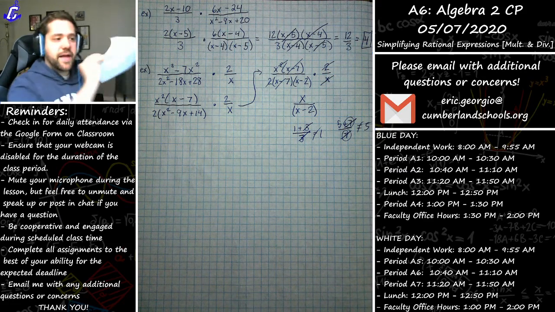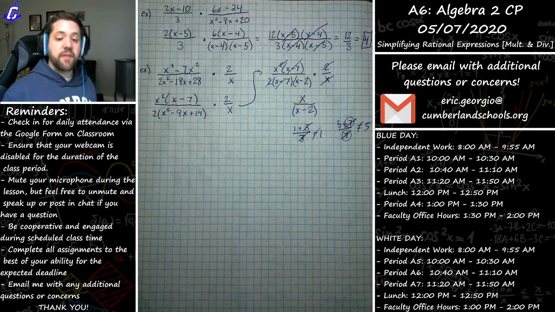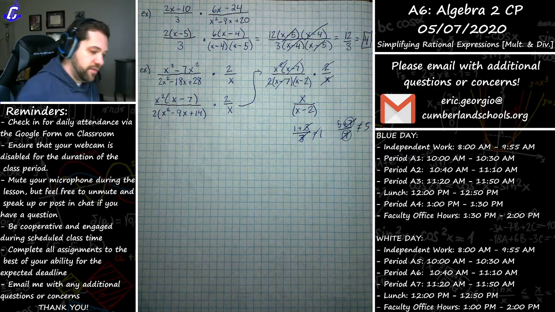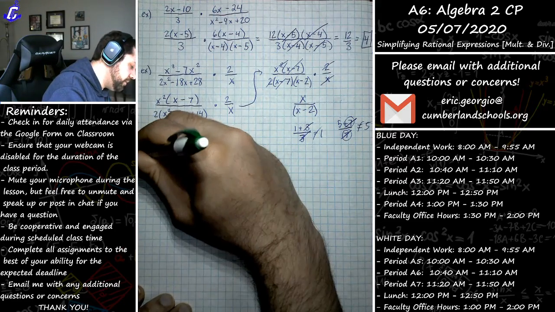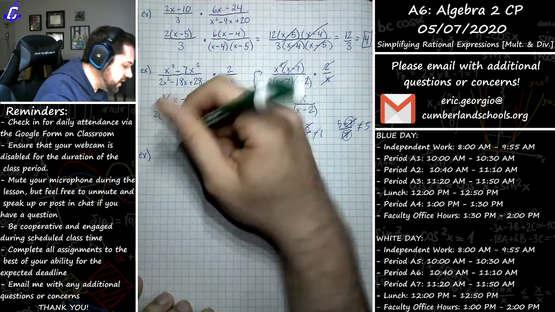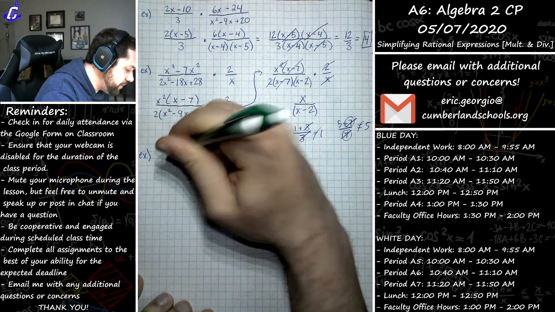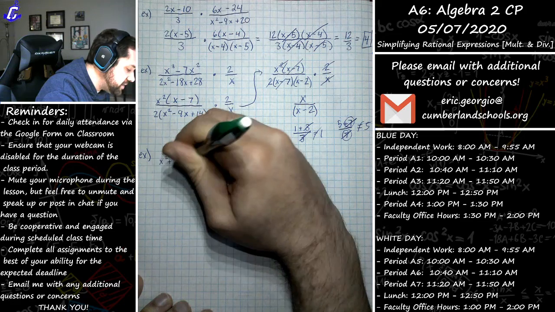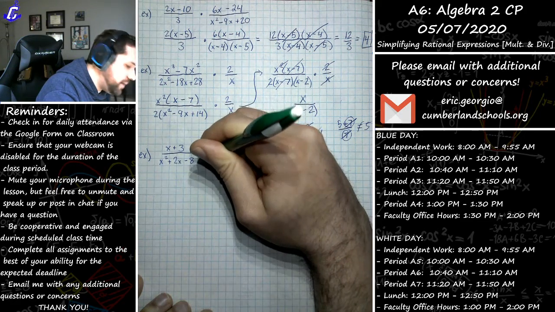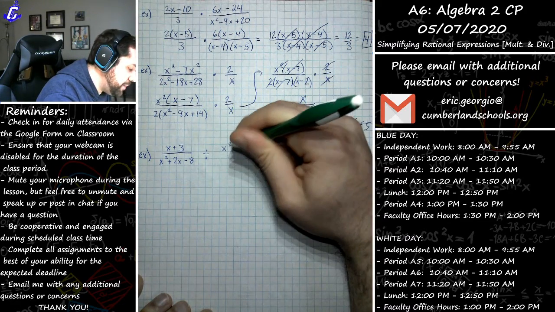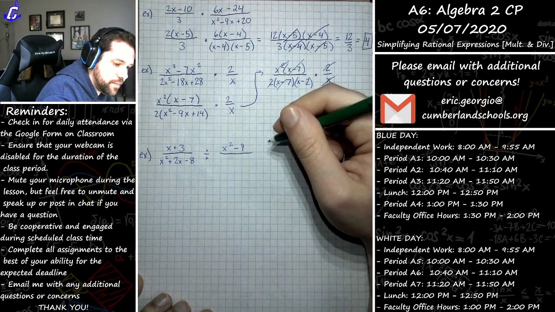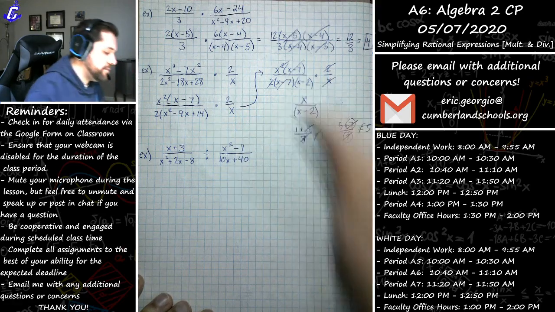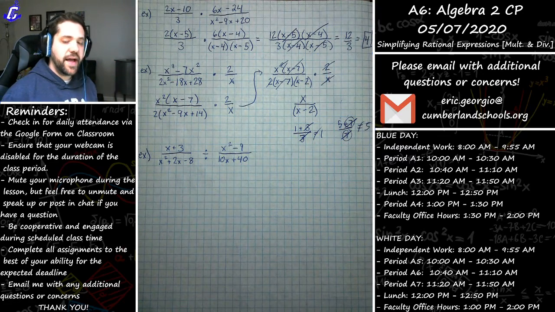All right, in our last 6 minutes here, we should be able to get through 2 more examples. Let's do a couple involving division. Ready? How about something like this? What if I had x plus 3 over x squared plus 2x minus 8 all divided by x squared minus 9 over 10x plus 40? What if I had something like that?